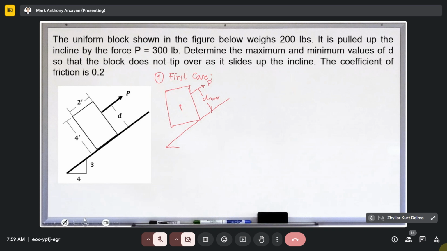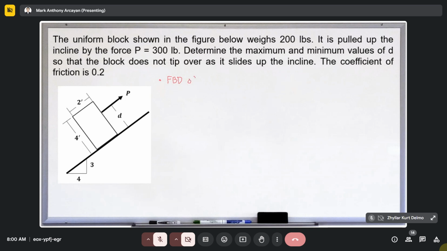But before that class, sorry, before we proceed to this analysis, I think we need to follow the steps. Okay, we need to follow the steps. And the first step, class, applies for the two cases. We will construct an FBD first.